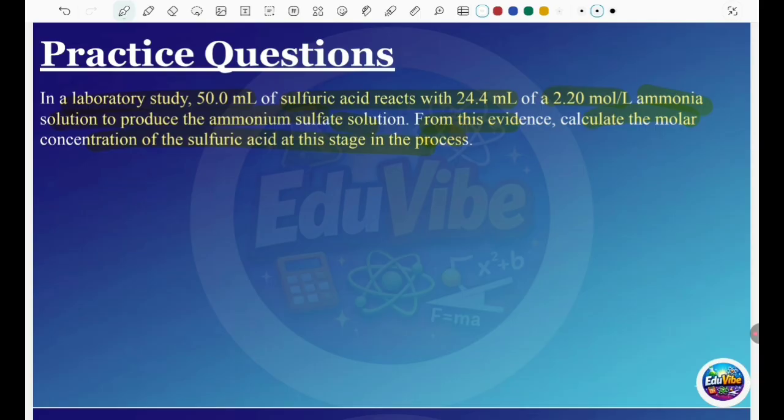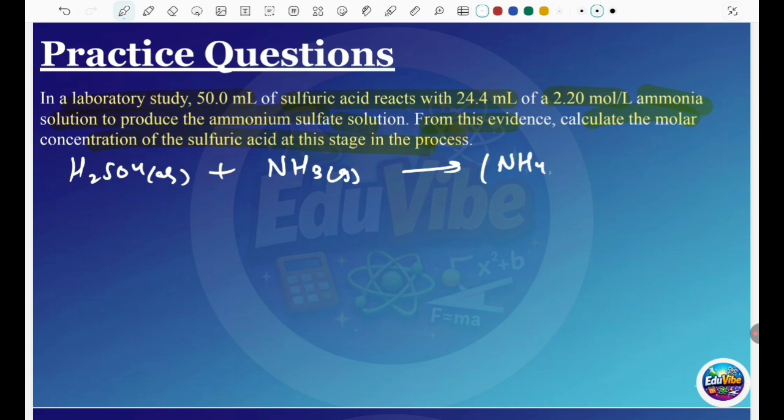First, we have to make the equation. So sulfuric acid reacts with the ammonia, which is H2SO4 aqueous. It reacts with NH3, which is gas, and we will get (NH4)2SO4 aqueous. Then balance this reaction, and we need only a 2 over there. Then we have a volume of H2SO4, which is about 50.0 milliliters, which is 0.05 liters of that.